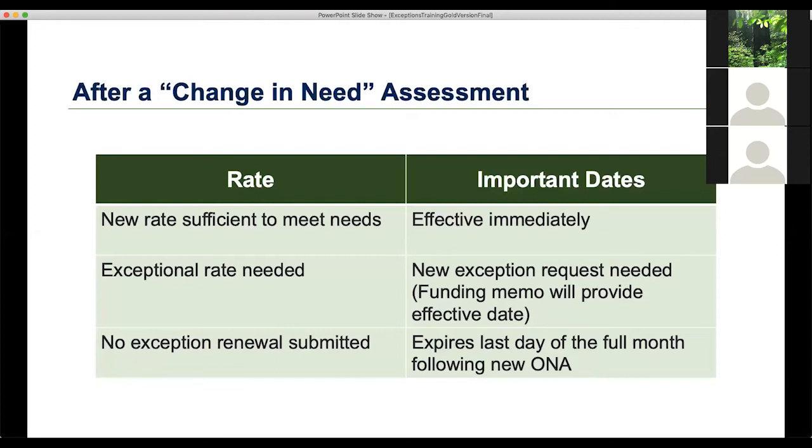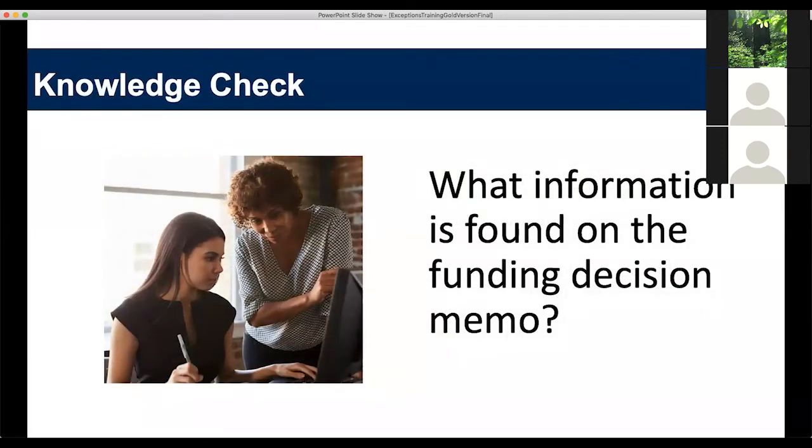So just a quick knowledge check, because I've given you so much information, but let's think about what information we find on that funding decision memo. And if people want to put something in the box, they're welcome to do that. I know we've got lots of people involved. Then I know people are still awake.